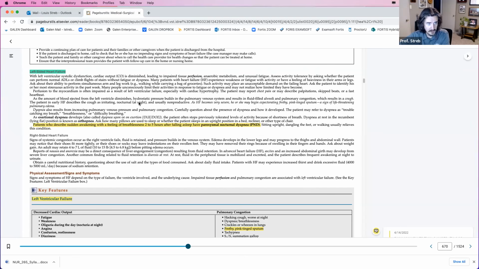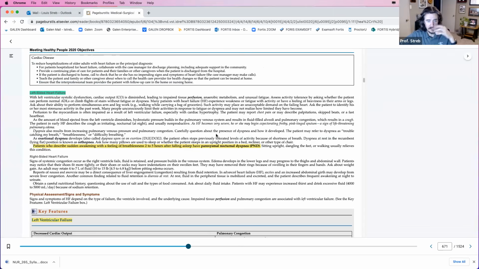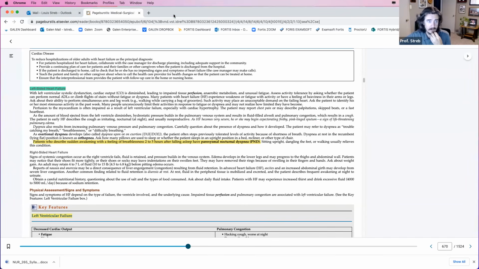A couple of things I want you to understand. With left-sided heart failure, the majority of your signs and symptoms are going to be what? Pulmonary related. There's a picture in the book when I get to it, a picture of a heart and the valves, or maybe I Googled it later. That's not in the book. I Googled it.